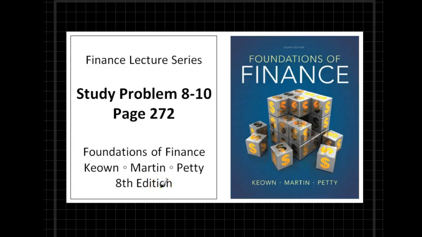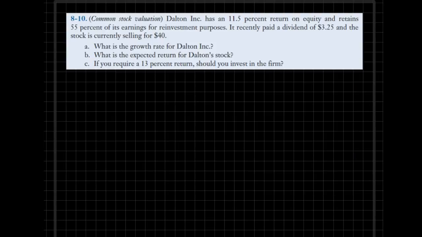Welcome back. In this business finance lecture, we'll go over study problem 8-10 on page 272 from the 8th edition of the textbook. Here is a view of the problem. Again, let's highlight some key ingredients of the problem. So we are told that the return on equity is 11.5% and the company retains 55% of its earnings.